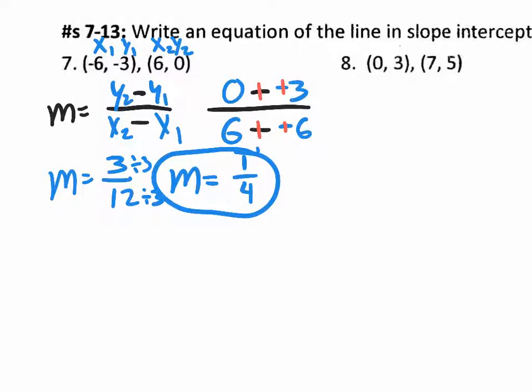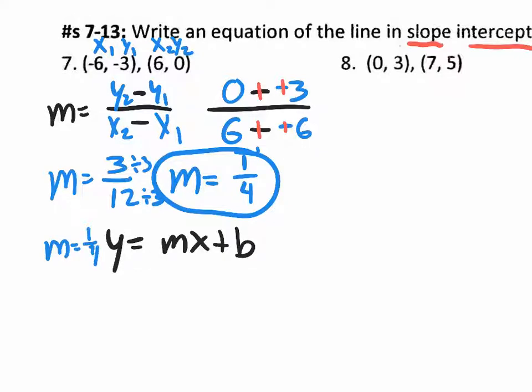Now, it says write an equation in what form? Slope-intercept. That's y equals mx plus b. Let me write that down. Y equals mx plus b. Now, if you know your m, which you do know is 1/4, and you know your b, we don't know that yet, but if you know those two things, you will be able to write your equation in slope-intercept form.